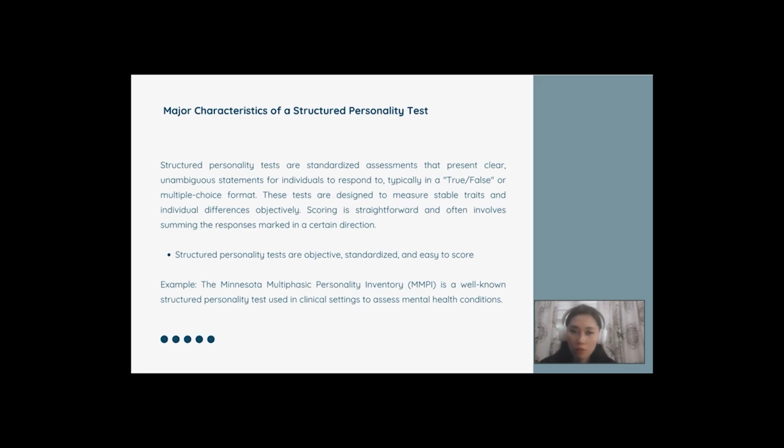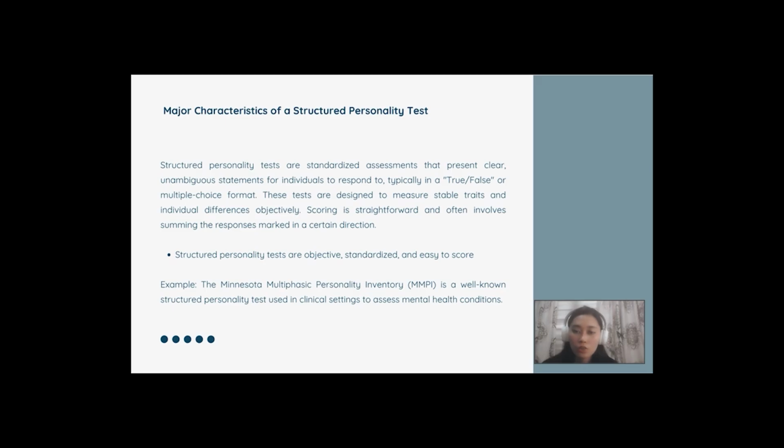Unlike projective tests, for example, the Rorschach inkblot test, which rely on open-ended responses and interpretation, structured tests ensure consistency in administration and scoring. For example, the Minnesota Multiphasic Personality Inventory or the MMPI is a well-known structured personality test used in clinical settings to assess mental health conditions. A sample question might be, I often feel like people are watching me. Answerable by true or false. If the person responds true, and this aligns with the responses indicating paranoia, the test might flag possible psychotic tendency.